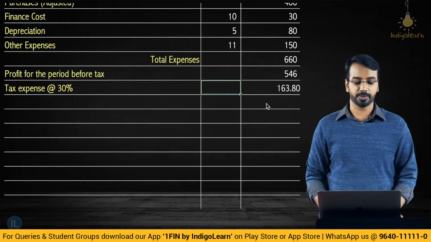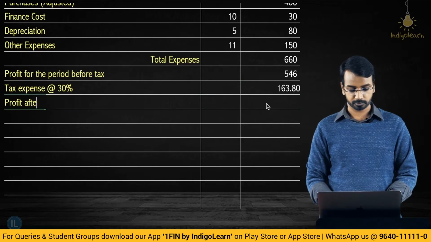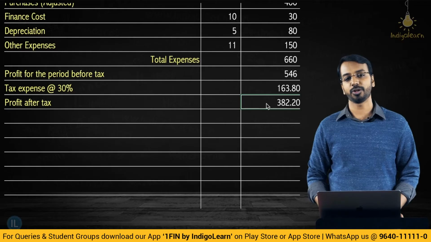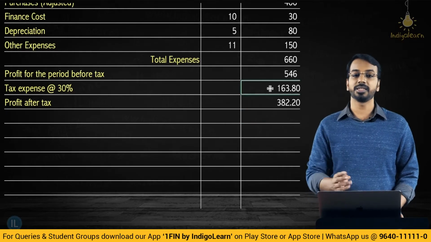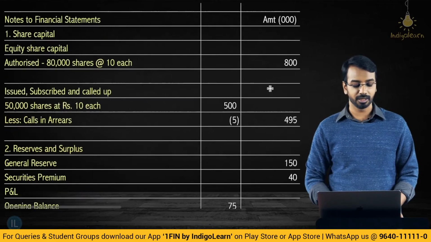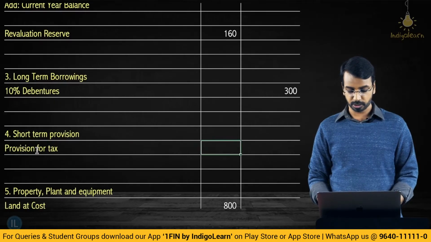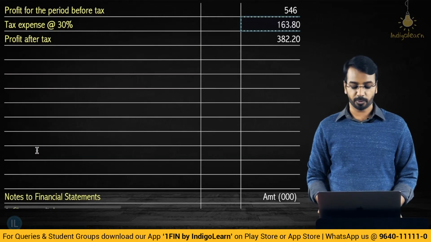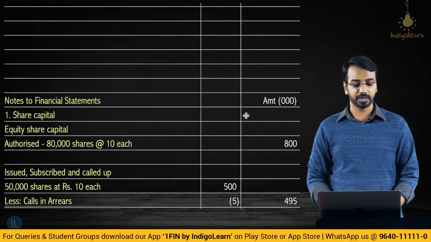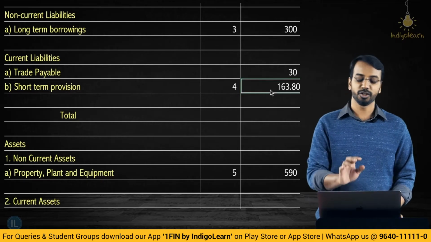Now, this is the tax expense which you have provided. Now, what is the profit after tax? Profit after tax is 546 minus 163.8, which gives you 382.20, right. Now, this tax expense is not given in trial balance. This is a provision we have created based on additional information. This will have a second impact, that is in the short term provision. How much is the provision for tax? We had calculated 163.8. Okay, so this is what you will show under short term provision, right.